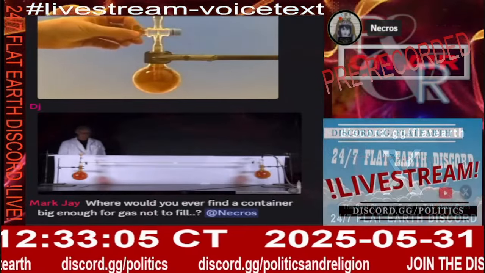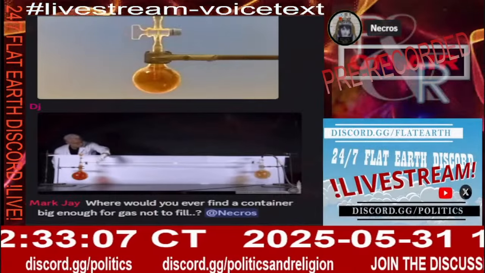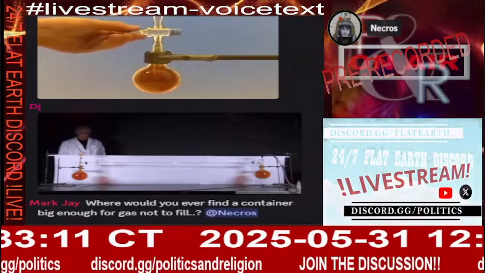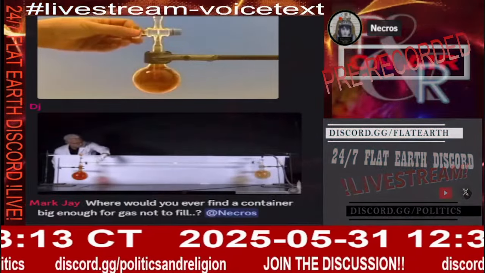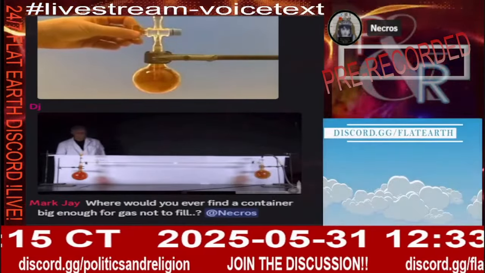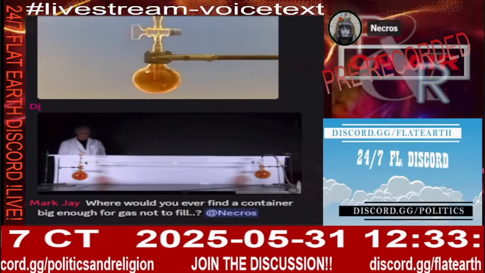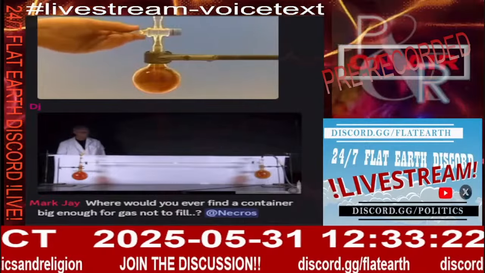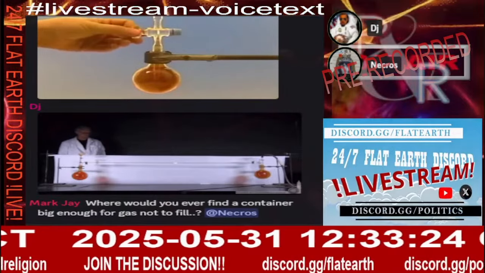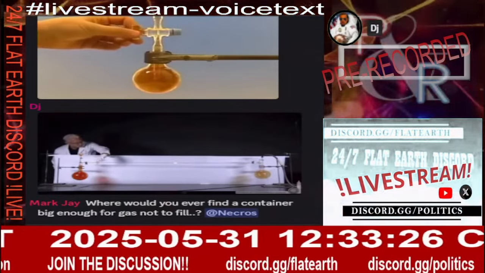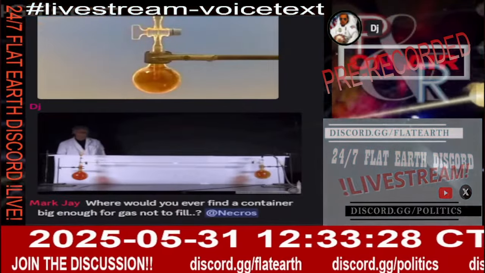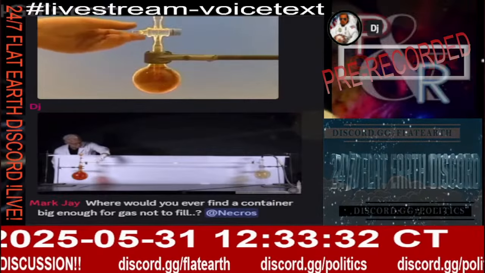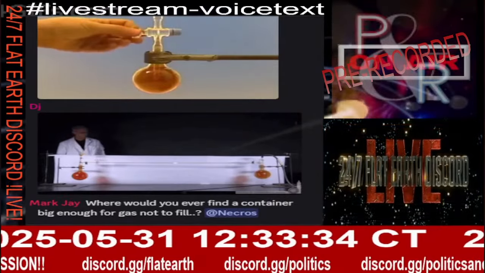Where would they even find a container big enough for a gas not to fill? Well, it's not that the container has to be super big. It just has to be a small container with gas, much smaller than the bigger one, so we can scale that up and down. As soon as you take the lid off, or make a hole in the container that has the higher pressure, it's just going to equalize with whatever pressure is on the outside.